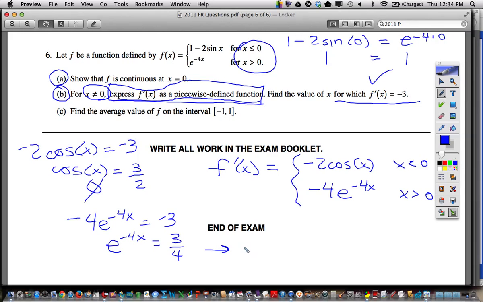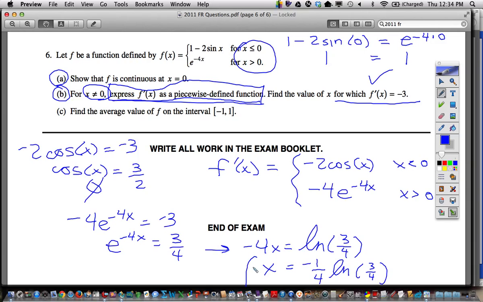Natural log of both sides would give you negative 4x equals the ln of 3/4. Divide by negative 4. I would rather write that as a negative 1/4 in front. I just think that's better. You wouldn't have to, but you would get this.